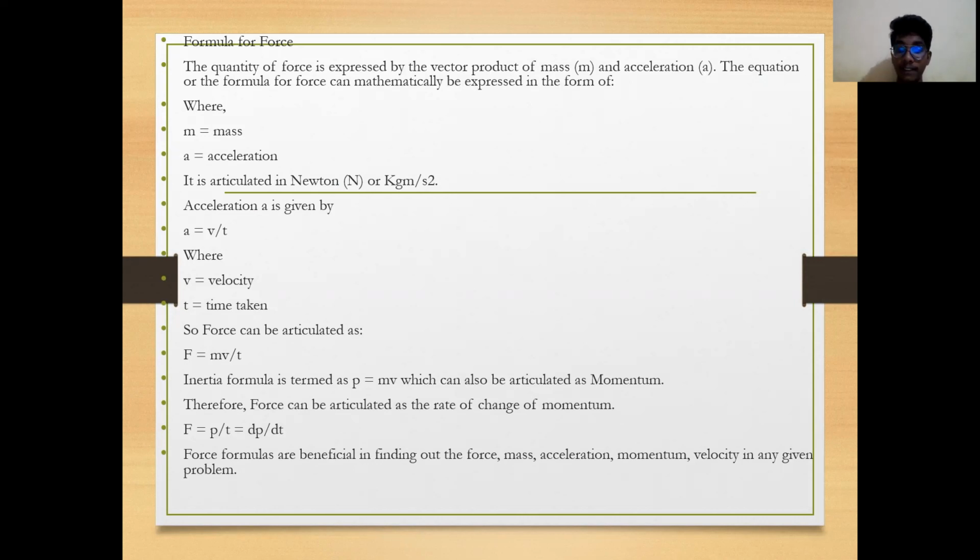Force formulas are beneficial in finding the force, mass, acceleration, momentum and velocity in any given problem. So as we know, force is a product of mass and acceleration. From mass and acceleration, and also from the momentum formula, we can derive the force. Force is equal to the momentum by time. Momentum can be taken as mv, so mv by t, where m is mass and v by t is equal to acceleration.